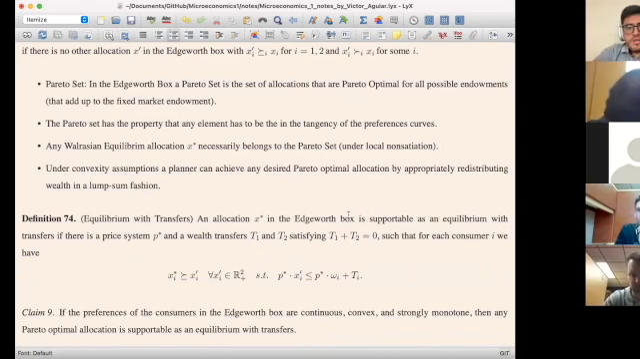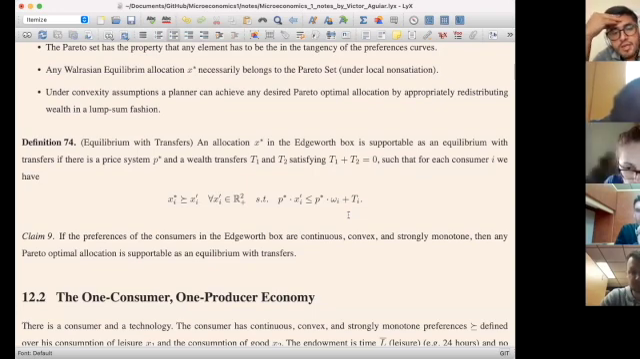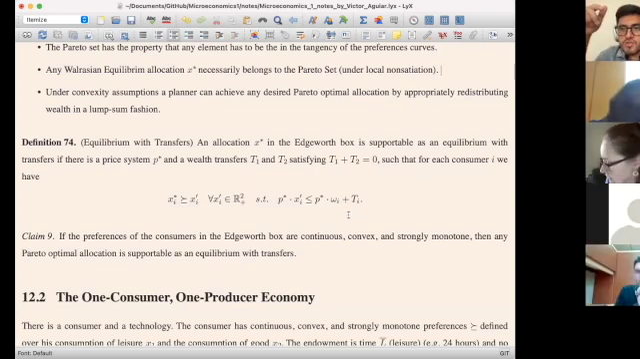In order to capture these ideas more deeply, we have to introduce what is called equilibrium with transfers. An allocation X star in the Edgeworth box is supportable as an equilibrium with transfers if there is a price system P star and wealth transfers T1, T2 to the two individuals, such that T1 plus T2 is equal to 0, a lump sum, such that for each consumer i, X star, the allocation that we're studying, is preference maximizing for the endogenous budget constraint in the Edgeworth box.